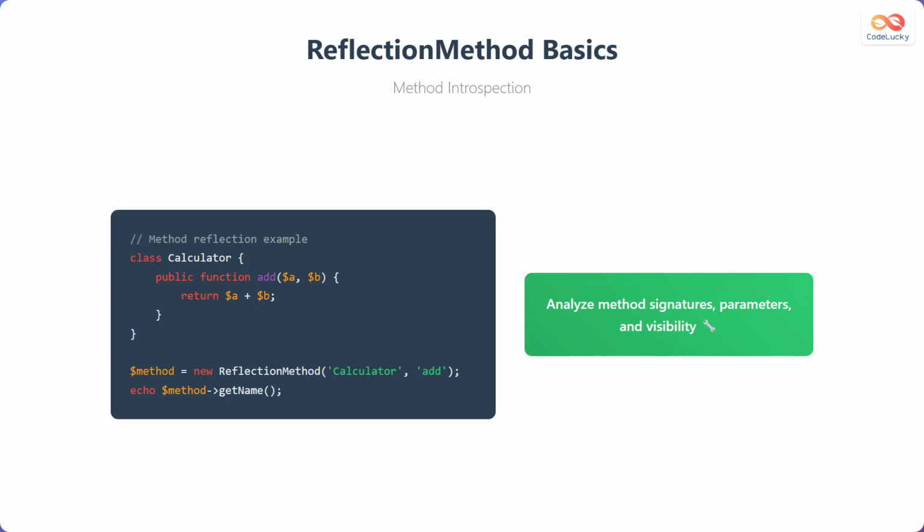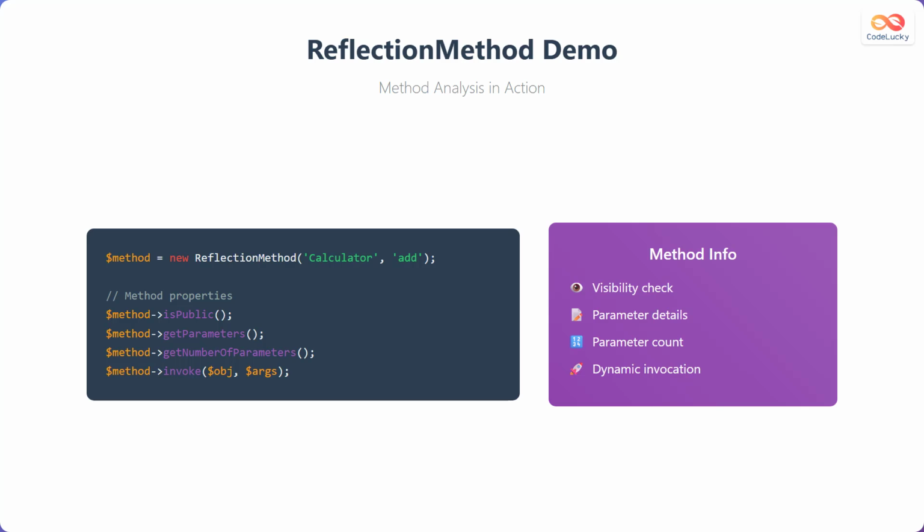Now let's shift our focus to ReflectionMethod basics. ReflectionMethod allows you to perform method introspection, where you can analyze method signatures, parameters, and visibility. The code block shows a simple Calculator class with an add method. Using ReflectionMethod, we can get the method's name, determine its parameters, and even invoke it dynamically.